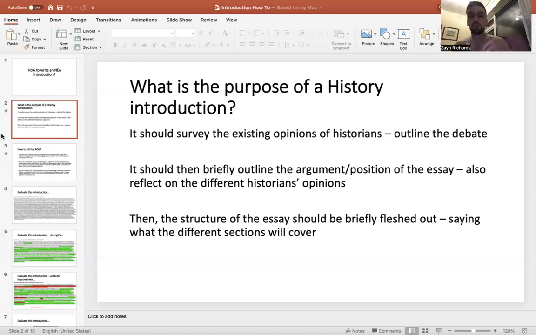So you should be saying, there is one school of thought as exemplified by this historian who is arguing this about this. In contrast to them, there are some historians from this school of thought who believe this. There's also another school of thought such as this, and so on. Okay. You then, after you've surveyed the existing opinions, you should then briefly outline the argument and position that your essay is going to take. Okay. So you should say, well, after I've considered this historian, this historian, this historian, this essay is going to be arguing this. Okay. And your argument shouldn't really be fully agreeing with anyone. You should be giving your own nuanced opinion, and then you should justify it very briefly.